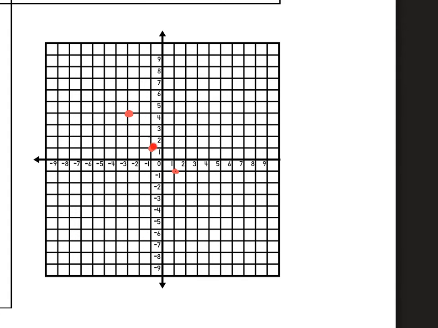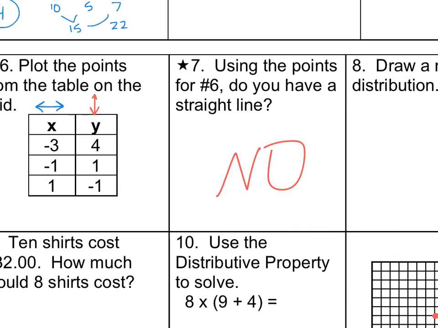And I think these two had the same number, just opposites, right? -1 and +1 are opposites. But -3 and +4, they're not opposites. So I think that's probably why. So I'll put my no right there.